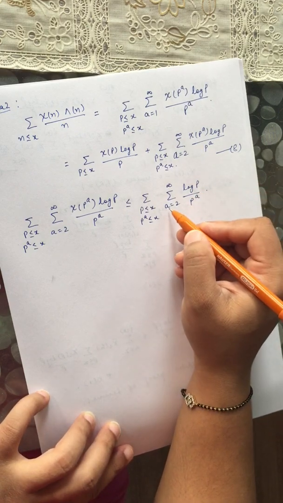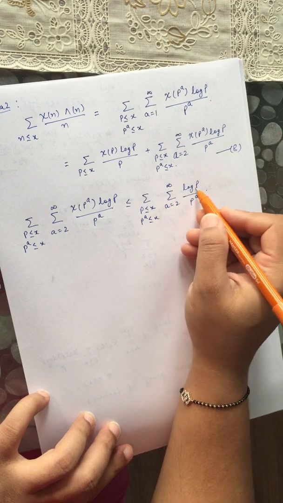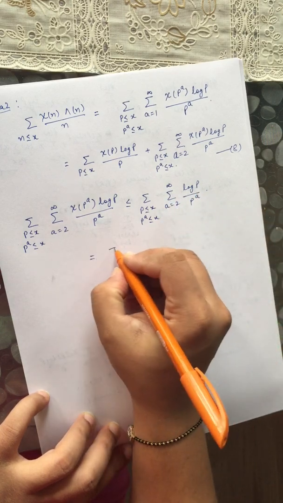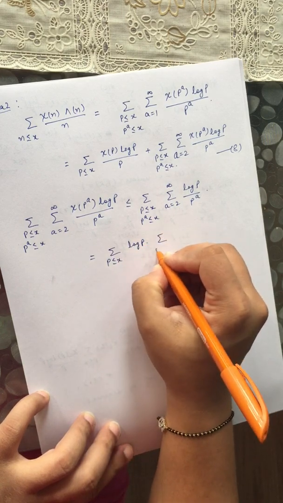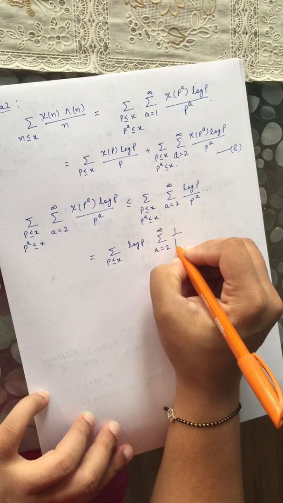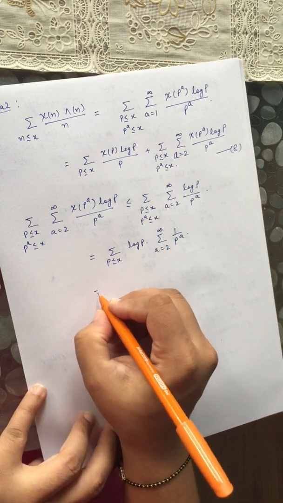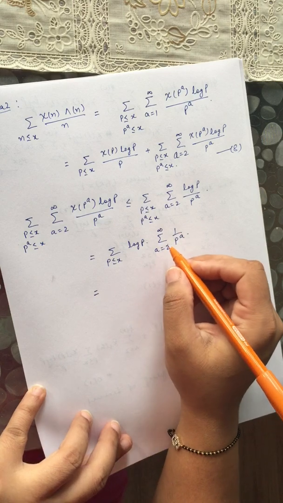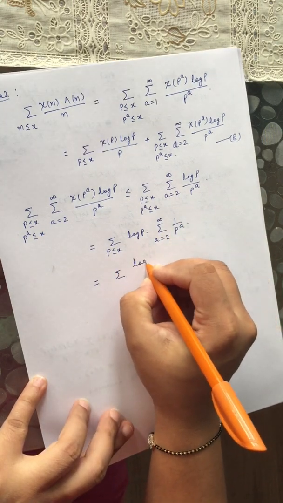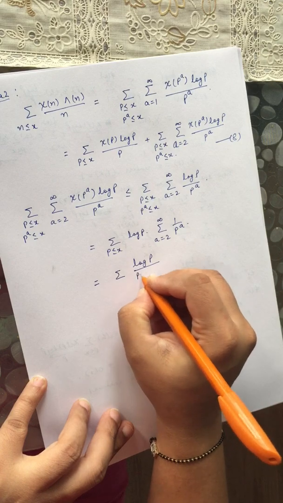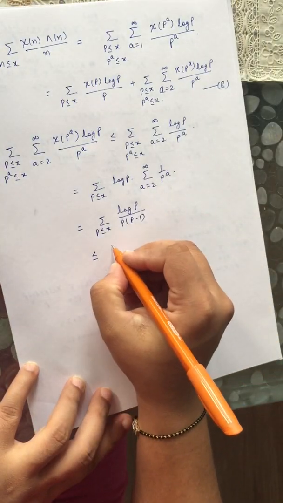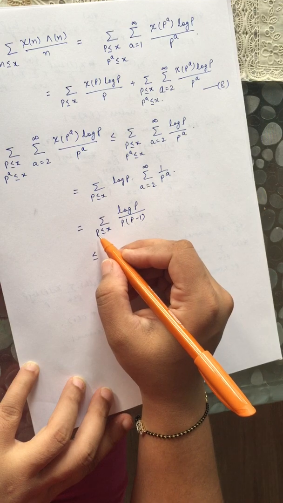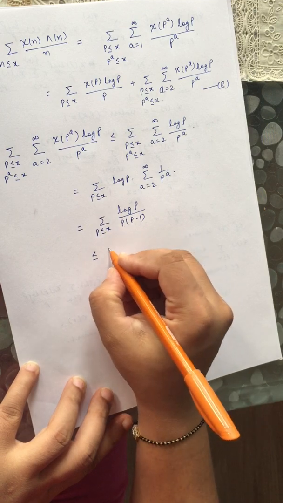Now this log p is independent of a, so we can take this term outside this summation. So this is equal to the summation over p less than or equal to x of log p times the summation a varying from 2 to infinity of 1 upon p raised to a. Now this is a GP series, so its sum is 1 upon p into p minus 1. So this is less than or equal to, now this summation is a sum over all the primes less than or equal to x.